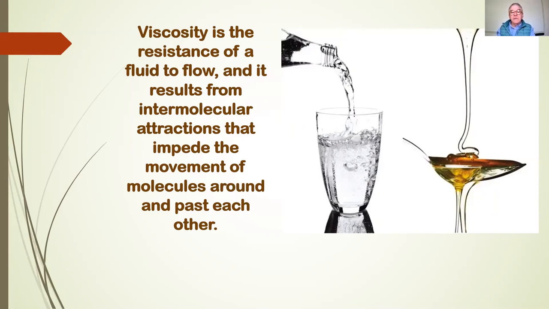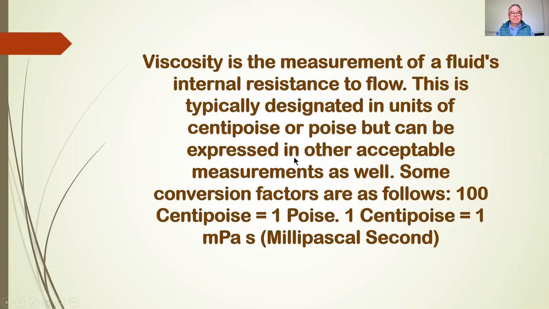So in this illustration, we have a demonstration of pouring water versus pouring honey. And we've all seen that. We know what that looks like. And what we're looking at when we notice the difference between these two things is the viscosity of the liquid. Viscosity is the measurement of a fluid's internal resistance to flow. This is typically designated in units of centipoise or poise, but can be expressed in other acceptable measurements as well.